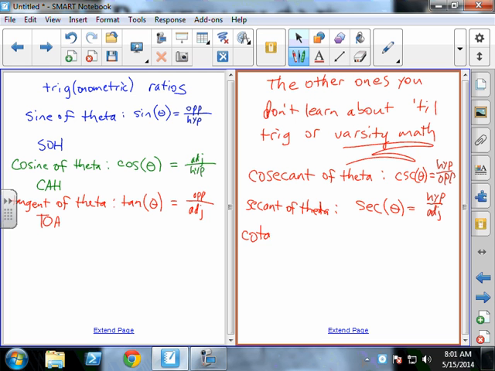And last but not least, cotangent, which is adjacent over opposite. Those right there are all of our trigonometric ratios.